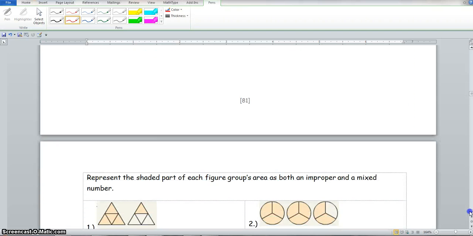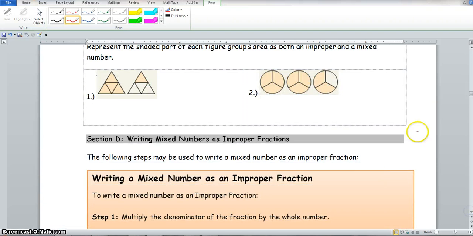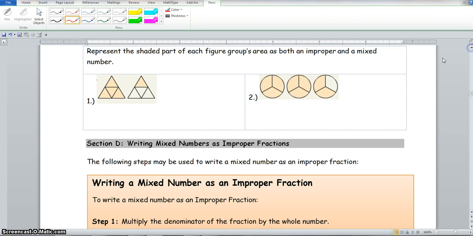Now we scroll down here. It says represent the shaded part of each figure group's area as both an improper and a mixed number. So we look here, we had 2 separate figures. They're cut up in fourths. So we know our denominator would be 4. We count the shaded amount. We have 4, 5 here. So it's 5/4. Now to get the mixed number, we have 1 whole figure that's shaded and 1/4 of another figure that's shaded.